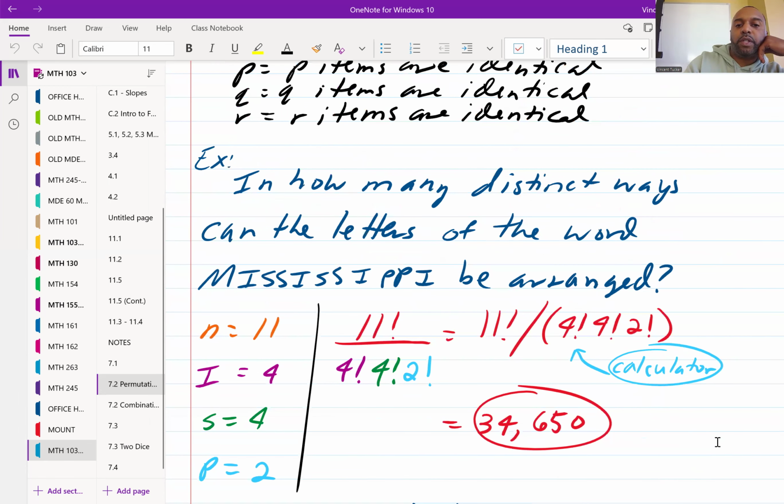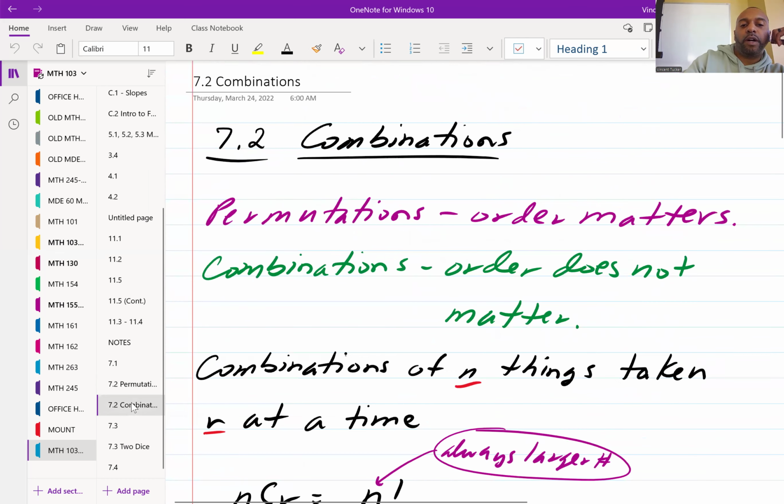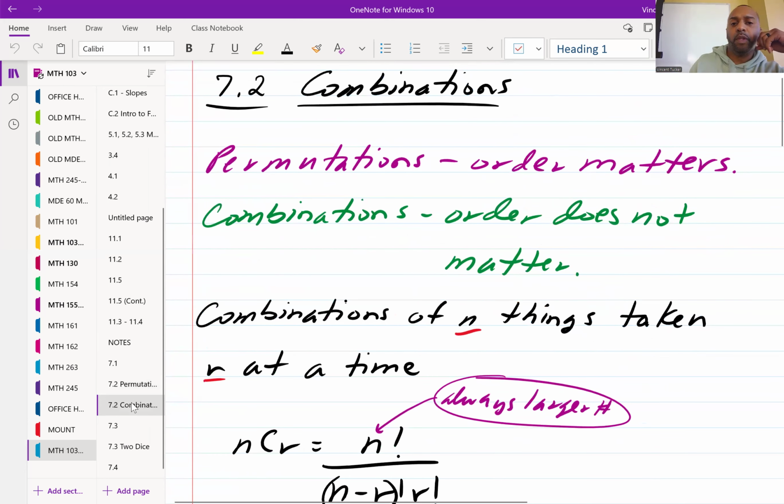Everybody good on this page before we go to the next one? We're going to do combinations, which is in the same section, but I just have it on another note page. Everybody good? All right, let's look at combinations. Like I said, it's still in 7.2. This time we're looking at combinations, very similar.